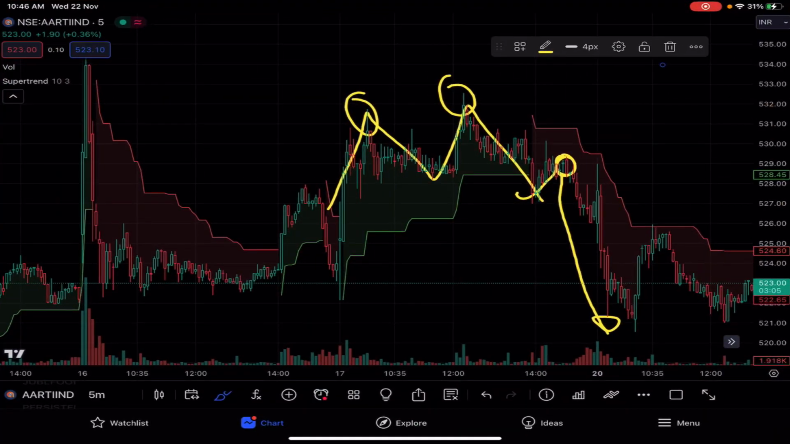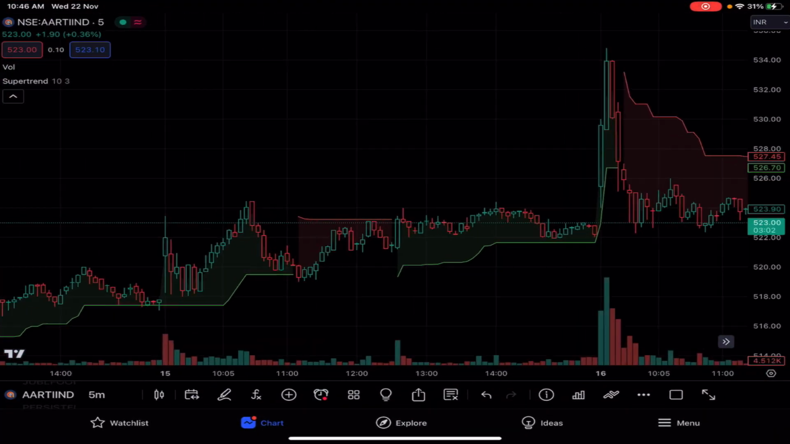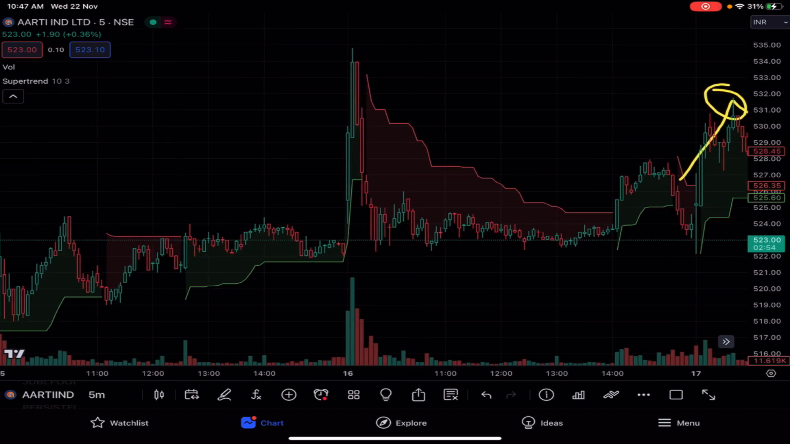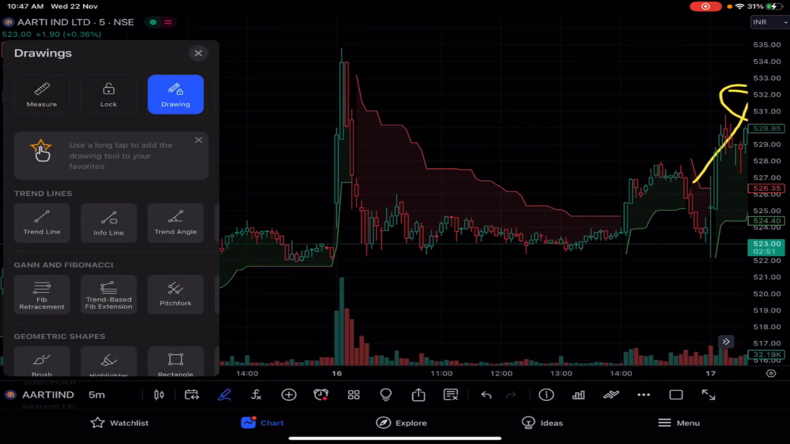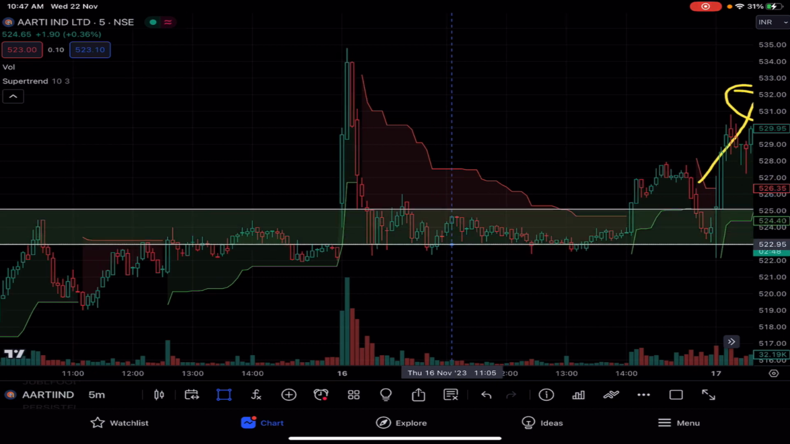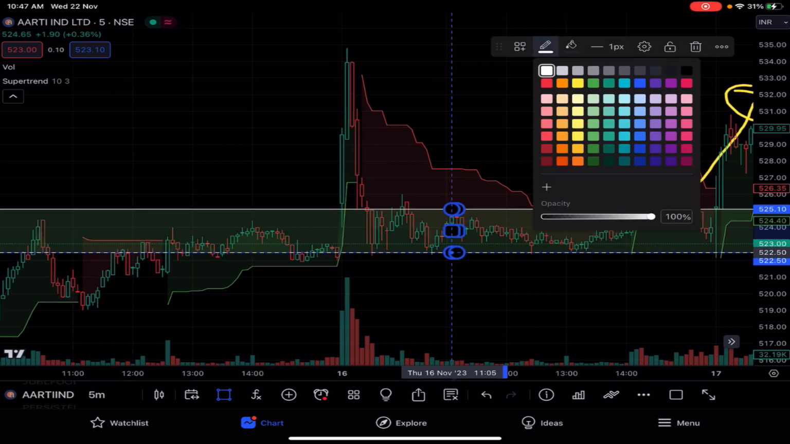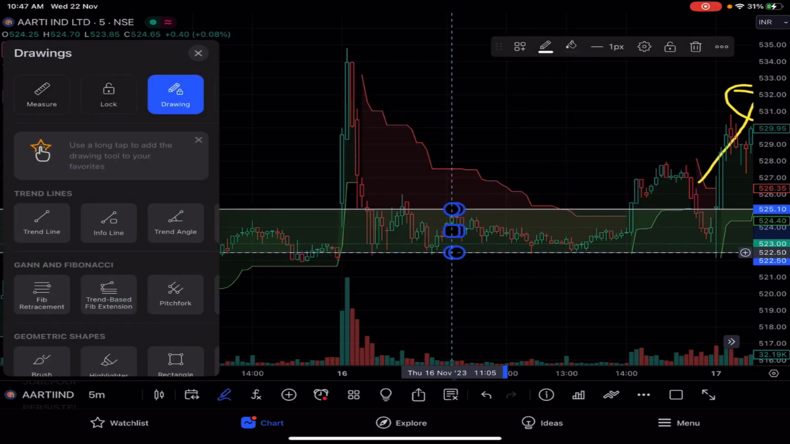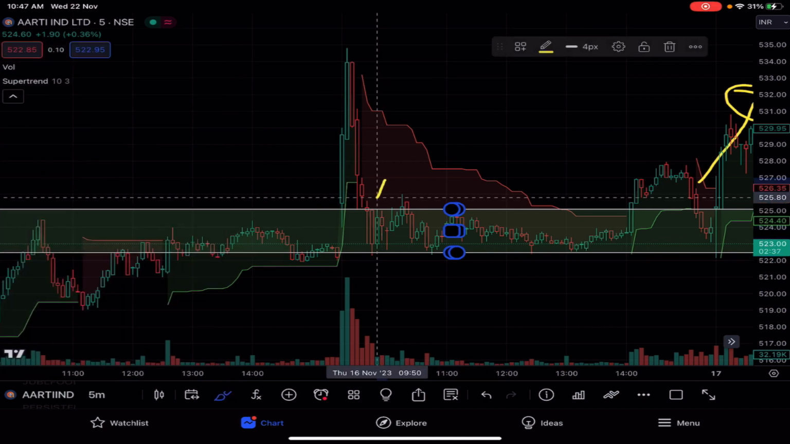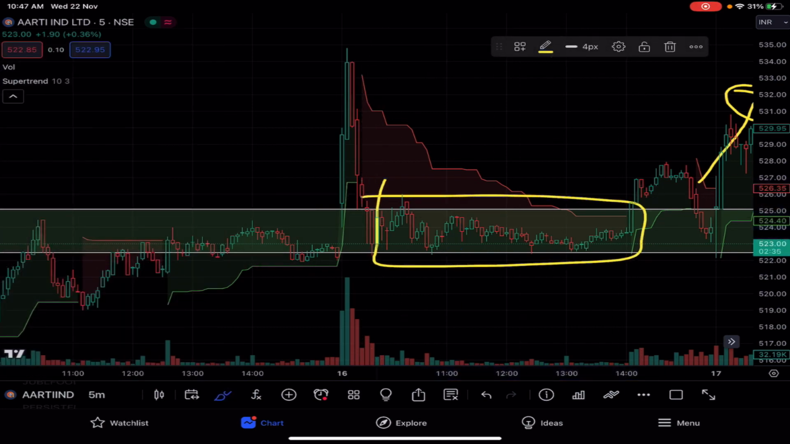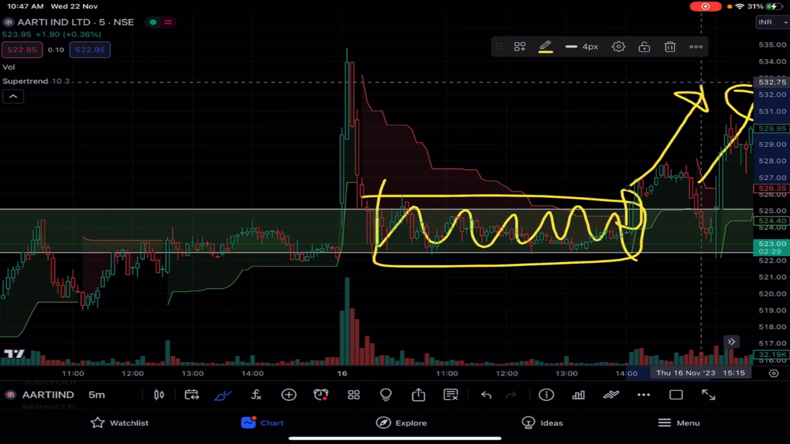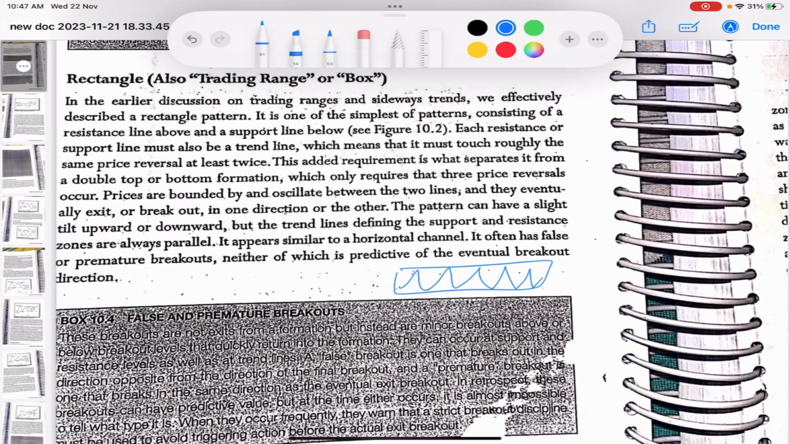If you want to, you can see a particular example. I can't really see a clear example over here. Okay, right here. So if you look at this place over here, okay. So do you see a rectangle over here? From here to here, the price is only trading between this rectangle and here it broke out. So the chances are that it will go up from here. So that's how you recognize rectangles.